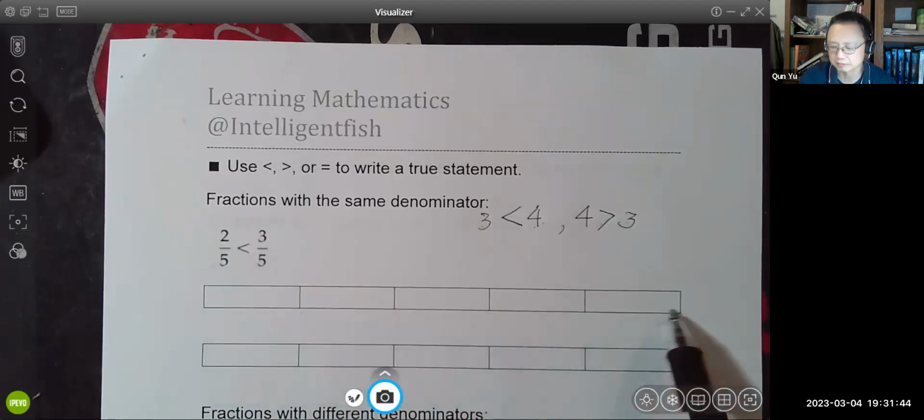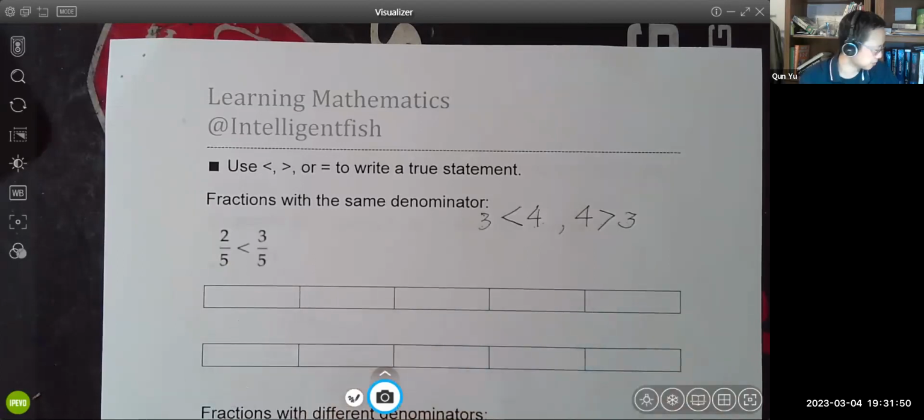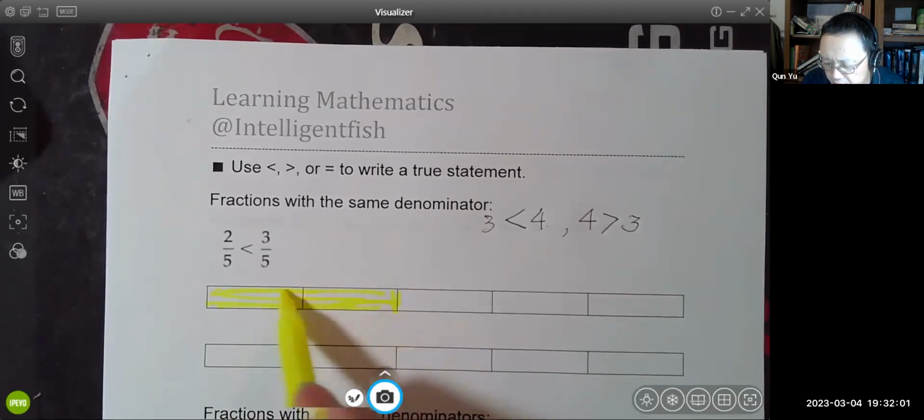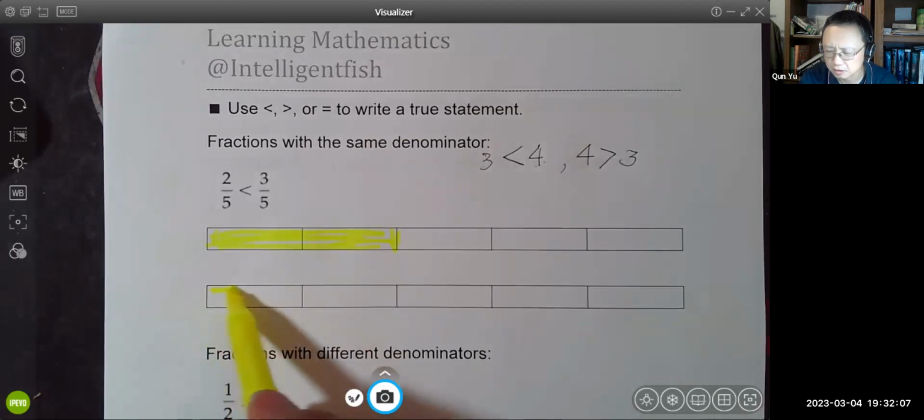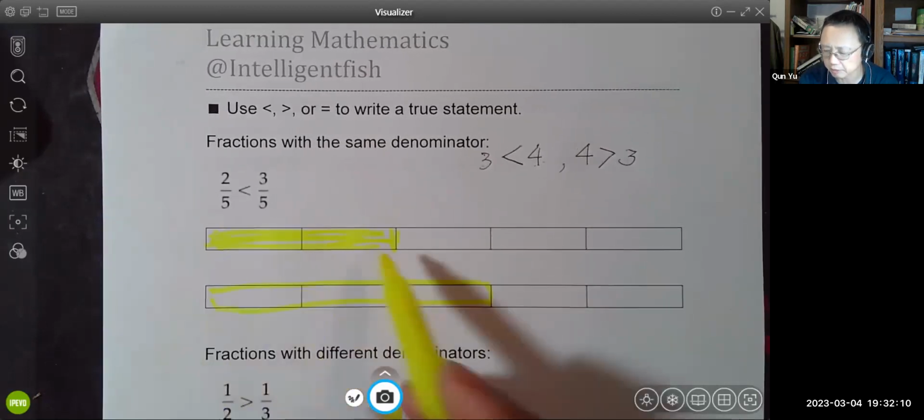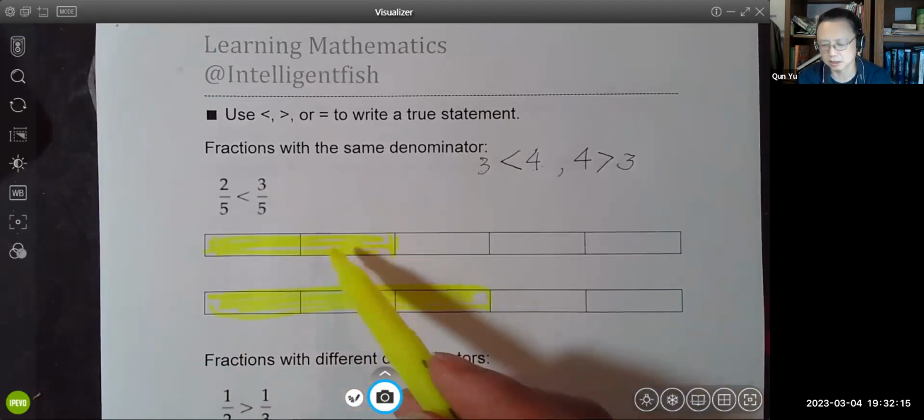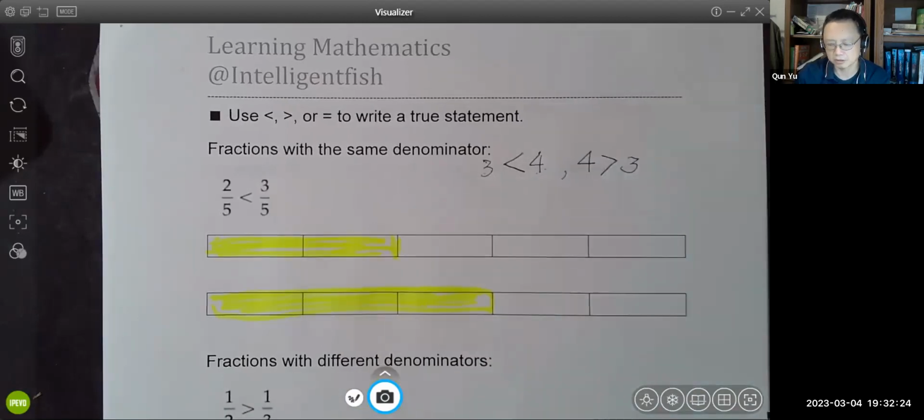So this is the whole thing. We divide it into 5 equal parts. What is 2/5? Let me get a marker here. This represents 2/5, this yellow part. So what is 3/5? This is 3/5. This is the same whole thing, okay? Apparently, this yellow bar is smaller or shorter than this yellow bar, right? So 2/5 is smaller than 3/5. It's common sense. Now let's look at our next one.